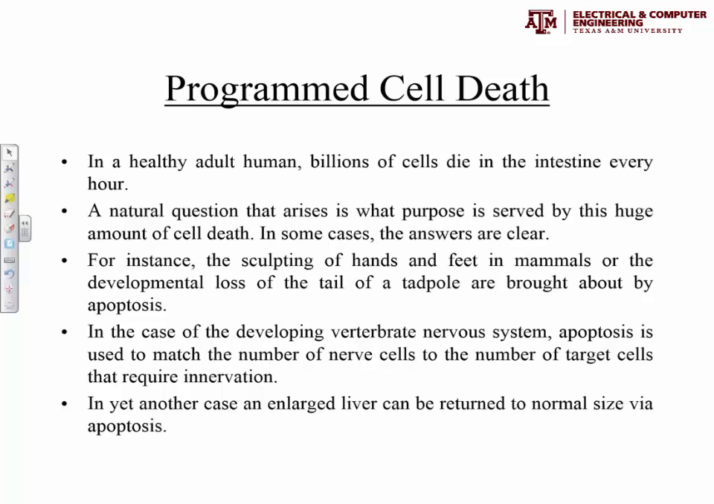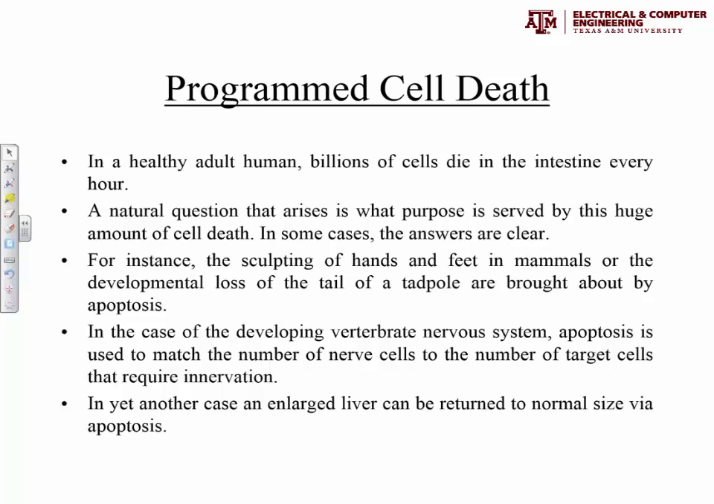Now, a natural question arises: what is the purpose served by this huge amount of cell death? In some cases, the answers are clear. For example, the hands and feet are initially like a block, but then the fingers have to be carved out. And that is achieved by programmed cell death in between. Same way, a tadpole gets rid of its tail when it becomes an adult. That is programmed cell death. Nobody takes a knife and chops off the tail. It's basically programmed cell death.